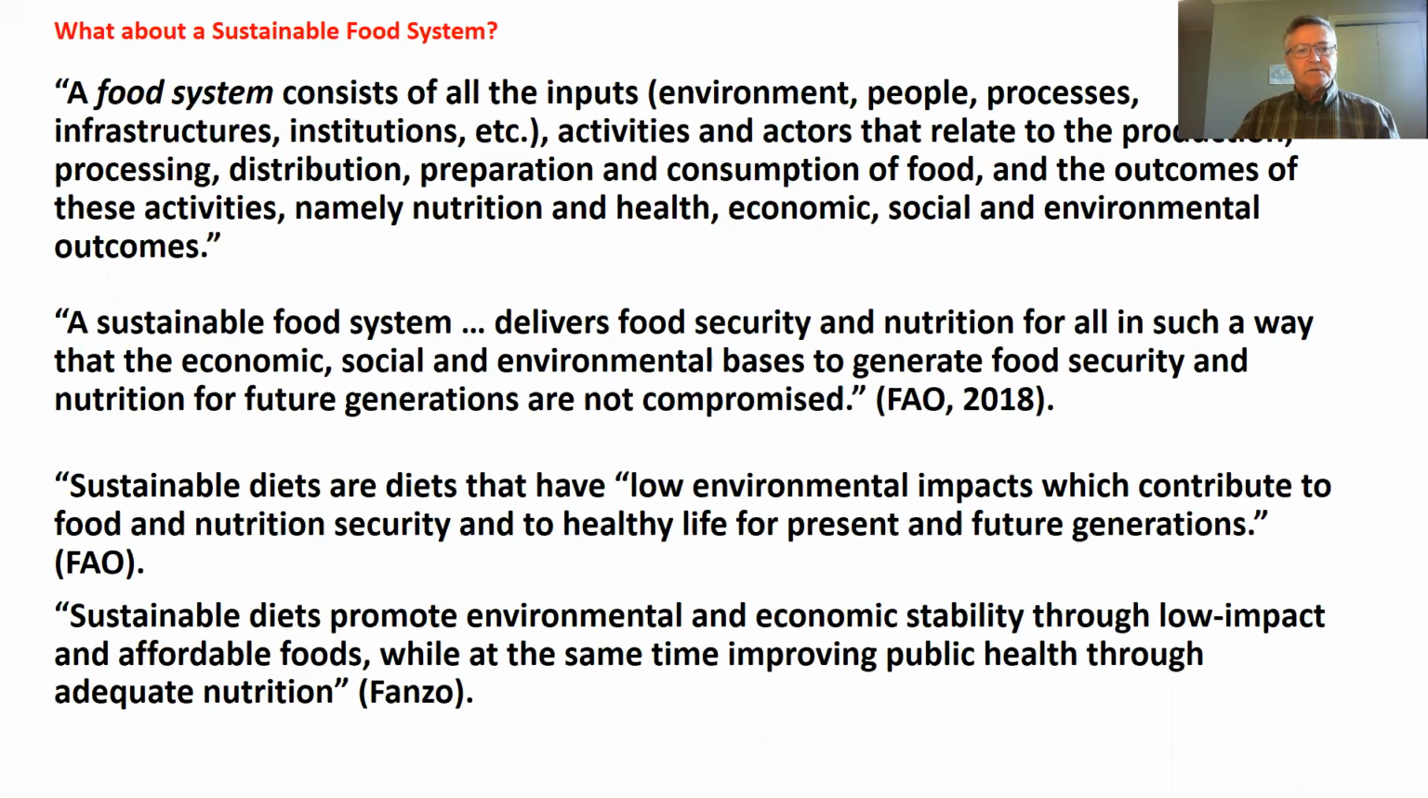So this was the last slide. So we think about it, what's a food system? A food system, we've talked about already, is all of these components of the production sector, the value addition and the services to agriculture and food, but also the related systems. A sustainable food system is one that delivers food security and nutrition for all in such a way that the economic, social, and environmental bases to generate food security and nutrition for future generations are not compromised.